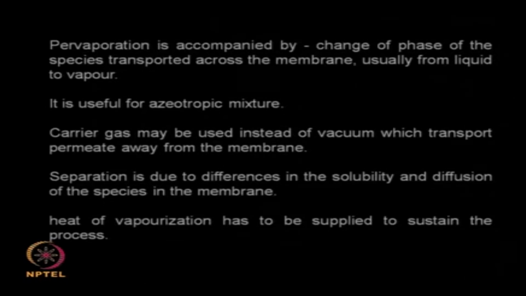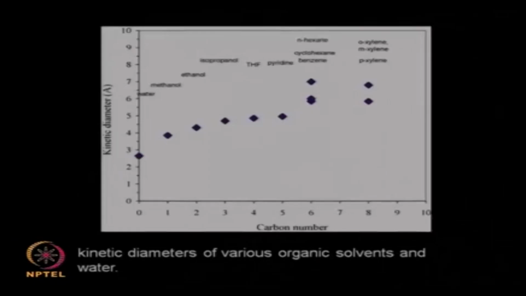the downstream. You need to of course supply heat, that is called the heat of vaporization, for converting the liquid into a gaseous phase, this is obvious. Now the diffusion of this species through the membrane is also proportional to the size of this species. This picture just gives you an idea about the kinetic diameters of various hydrocarbons.